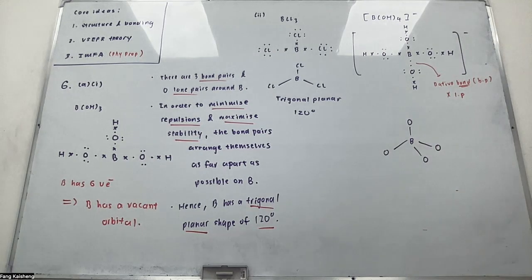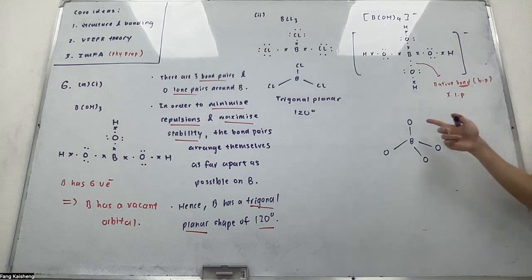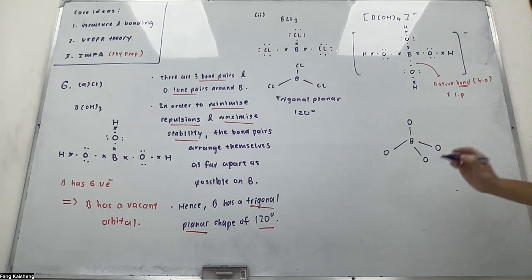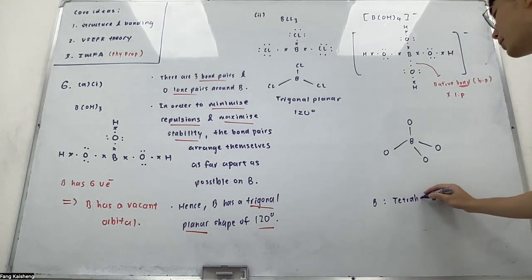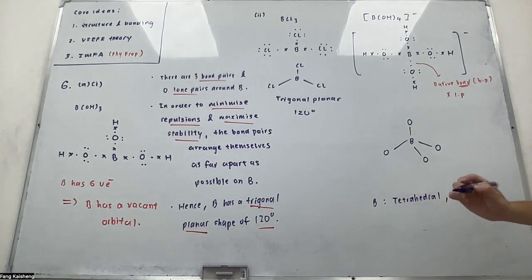Can you see this? Okay, so I draw the oxygens first because these oxygens are the side atoms compared to boron. So now let me just write this out first. For boron, it is tetrahedral. What's the bond angle? 109.5, good. Okay, this is a common bond angle, must memorize.